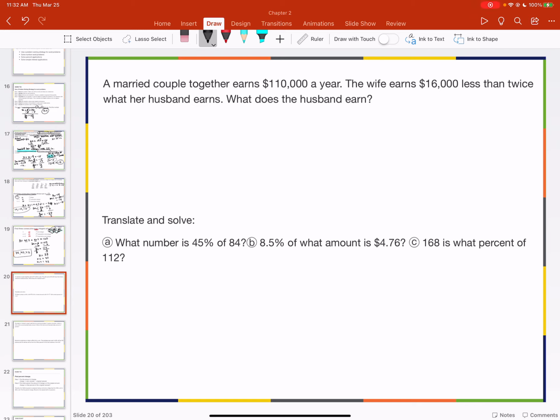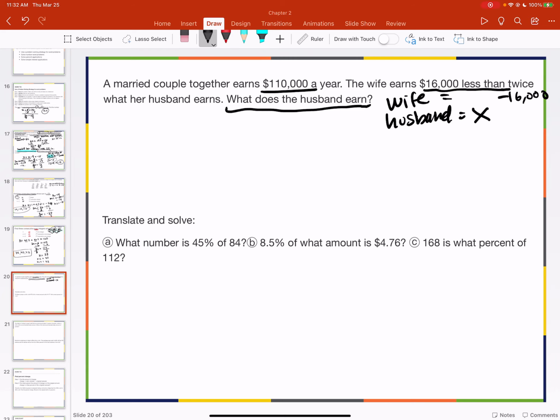We're going to start doing percentages after this. So we have a married couple who together earn $110,000 a year. So we have what the wife earns and what the husband earns. What does the husband earn? So that would be X. And the wife earns 16,000 less than twice what her husband earns. So that's 2X. Now together they earn 110,000.